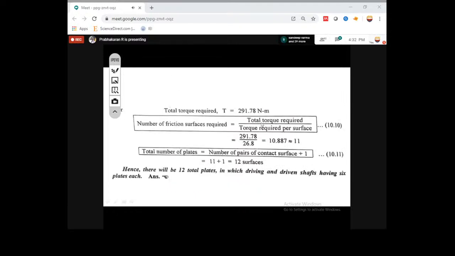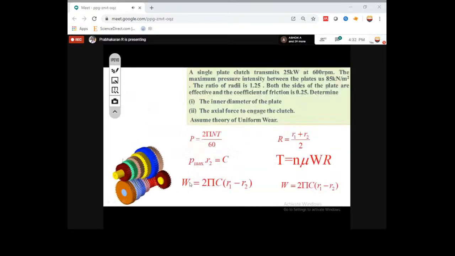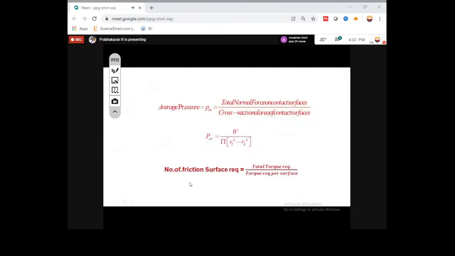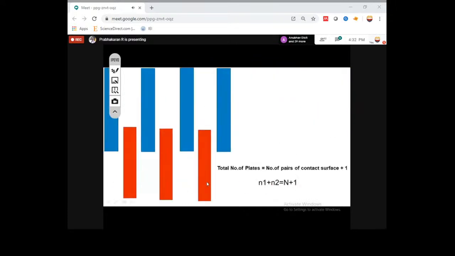If you need total torque required, power equals 2 pi N T by 60. From the relation you can substitute power and speed, and definitely you will get the total torque. Total torque divided by torque required per surface gives you the number of pairs of contact surfaces. If you add 1, you will get the number of plates. So again I will explain with the diagram. Just watch keenly. This is the only thing that causes confusion in the clutch topic.